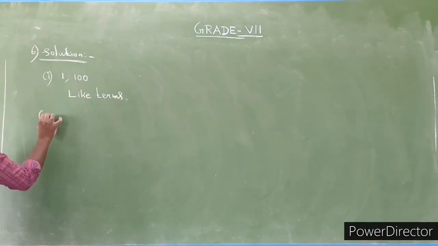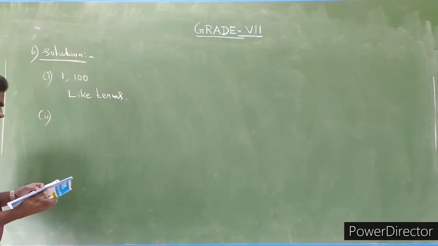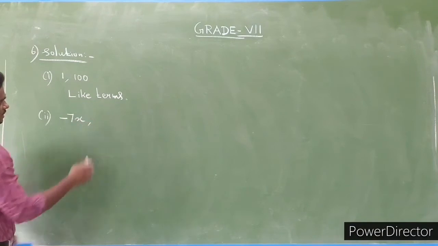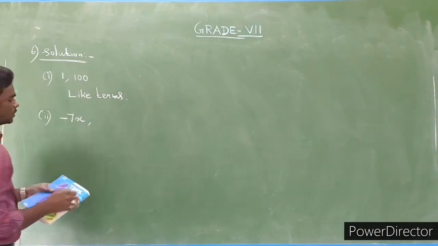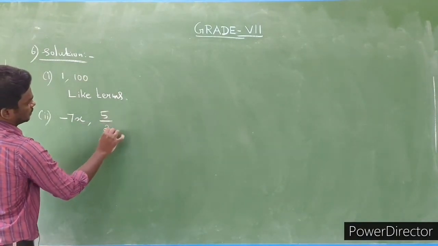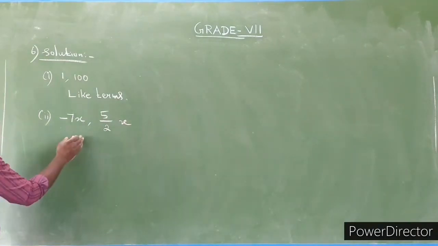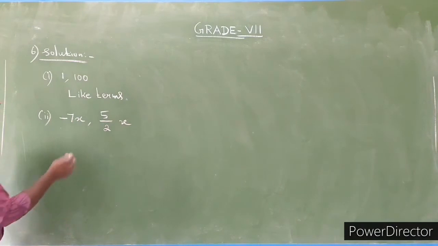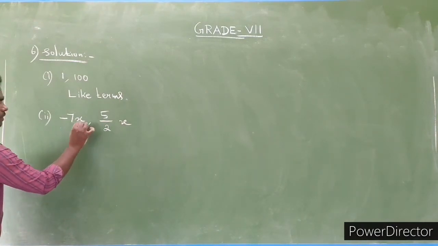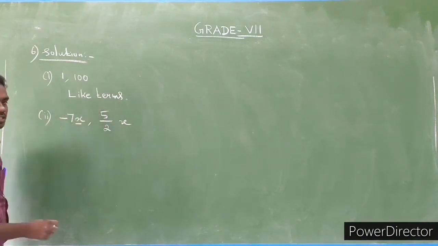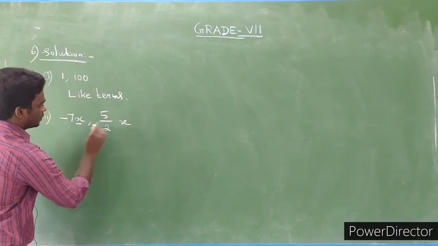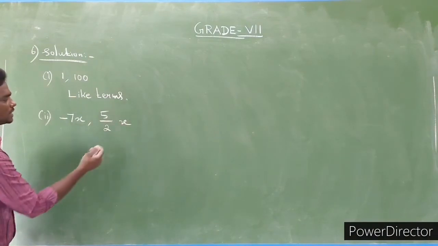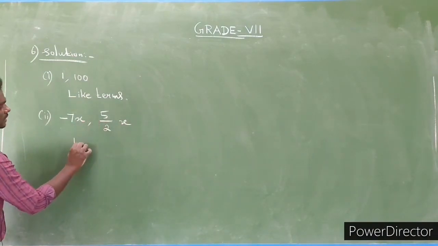Next, second one, minus 7x, comma, 5 by 2 x. Minus 7x and 5 by 2x are given. So are these two terms like terms or unlike terms? We compare only the variables. We don't compare the constant values. The variable of the first term is x and the variable of the second term is also x. So these two terms are called what? Like terms.